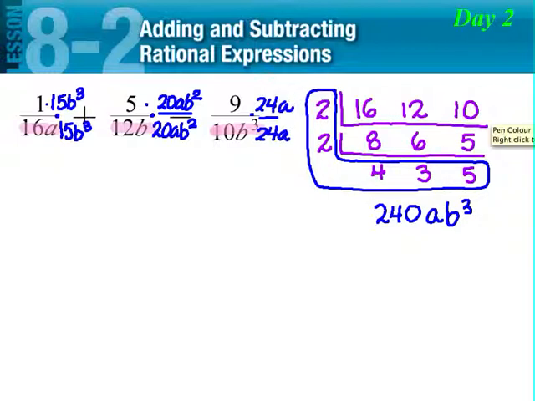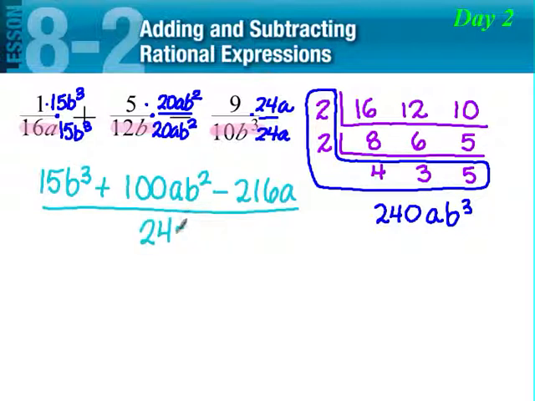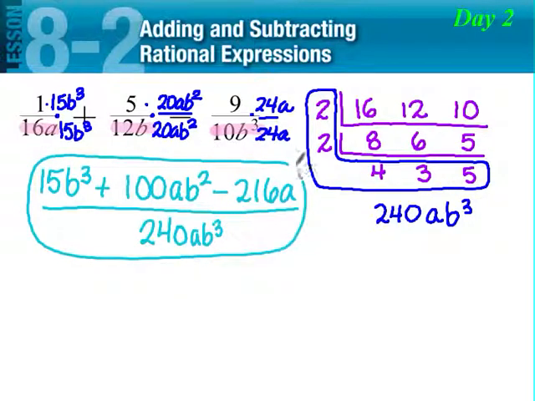So let's look at the top of the first fraction. The top of the first fraction will be 15b cubed. Plus, what will the top of the second fraction be? 100ab squared, minus 216a, and all of that will be divided by 240ab cubed. And there you go. Questions? Not too bad.